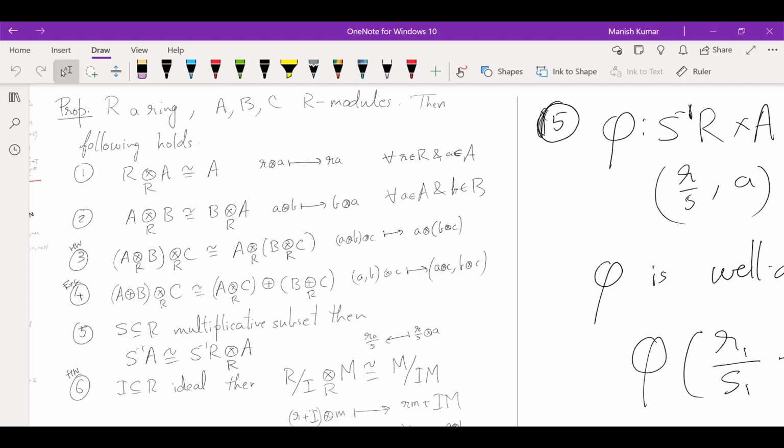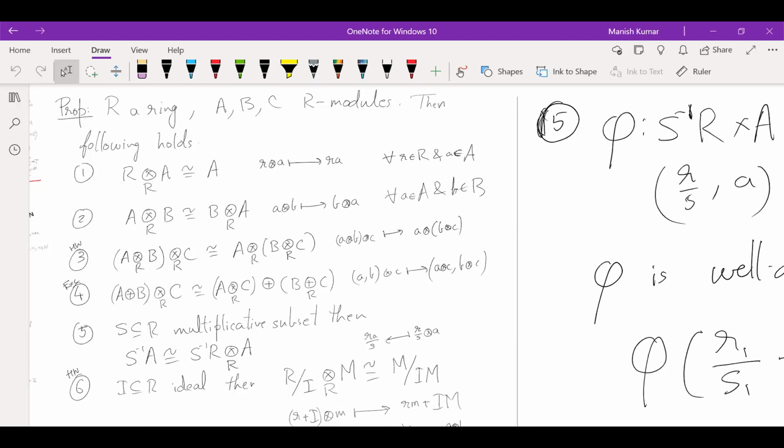So remember, R tensor A is going to be generated by elements of the form little r tensor little a, because an arbitrary element looks like sums of these with R coefficients. So once I tell you what happens on this generator, then it determines the map. Actually the map is R tensor A goes to R times A. And it's sort of symmetric.